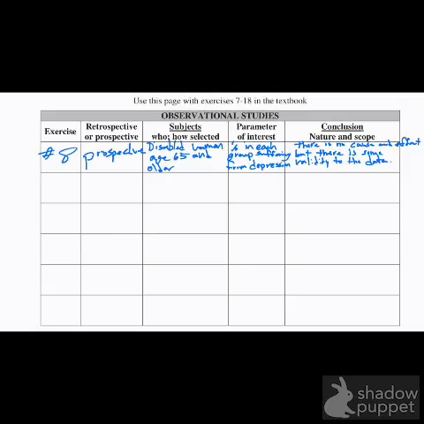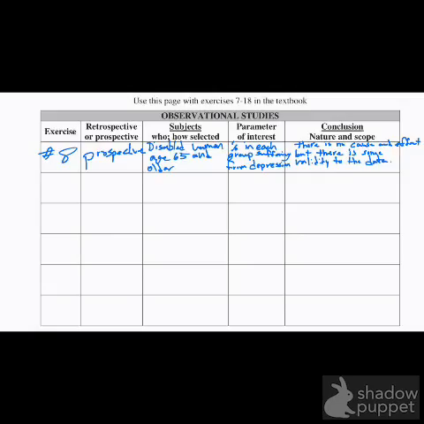The parameter, that was the percentage in each group suffering from depression. So what we want to examine, what do we want to test? And that was, how many people were suffering depression. So that's your parameter, okay? Almost like the response variable, okay, in an experiment.